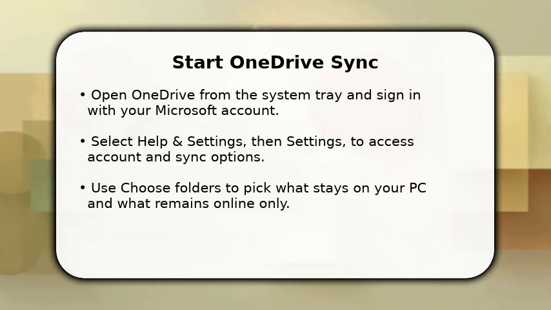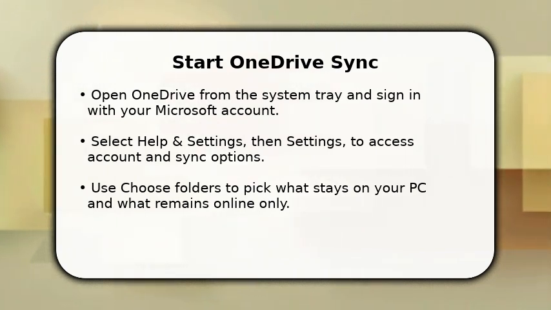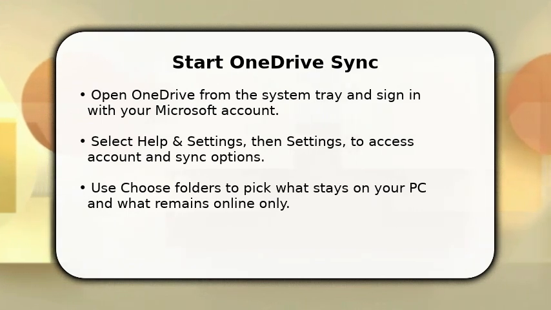Enjoy the video. In this video, I will show how to sync OneDrive with your PC. Open OneDrive from the system tray and sign in with your Microsoft account. Click Help in Settings, choose Settings, and navigate to Account to add or manage folder syncing. Choose folders to control what stays local and what stays online only. Confirm settings, let files upload, and monitor the sync icon to verify successful synchronization and spot errors.